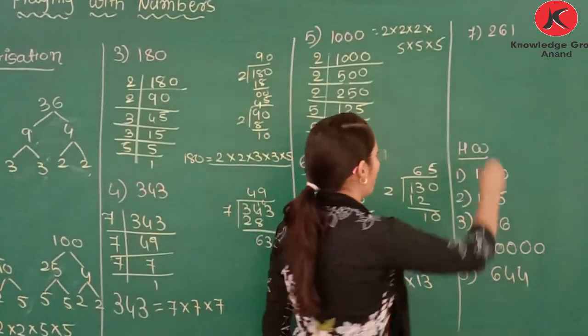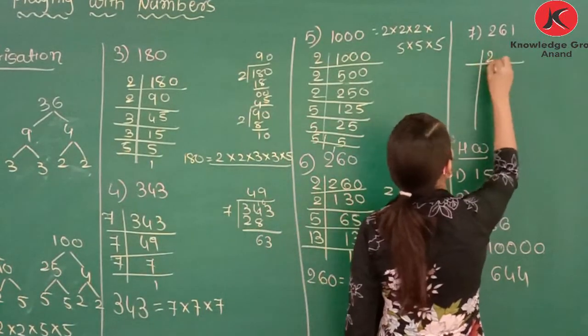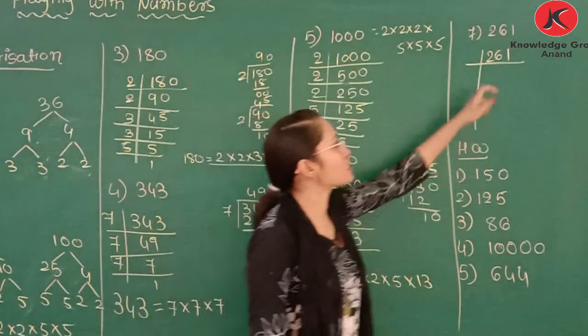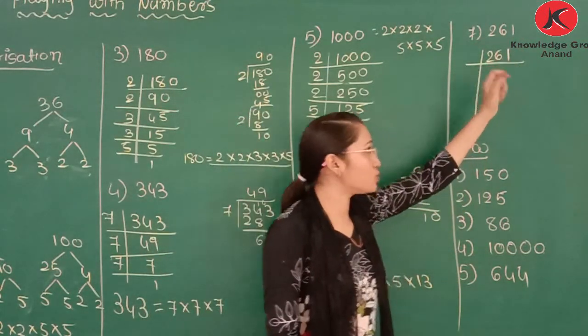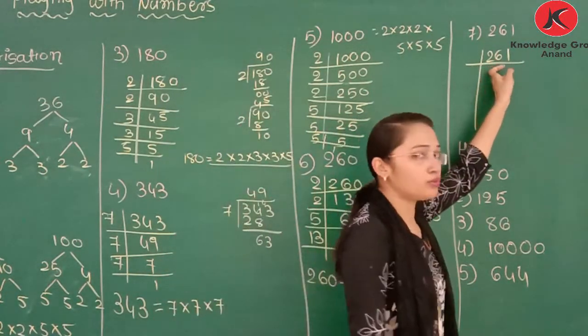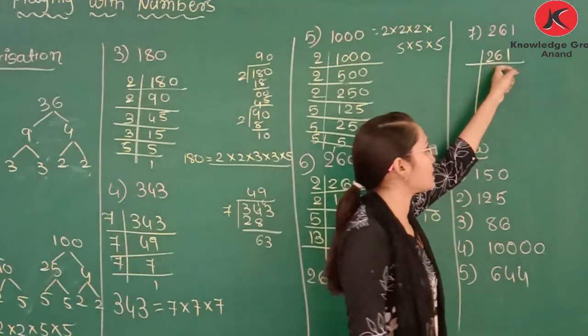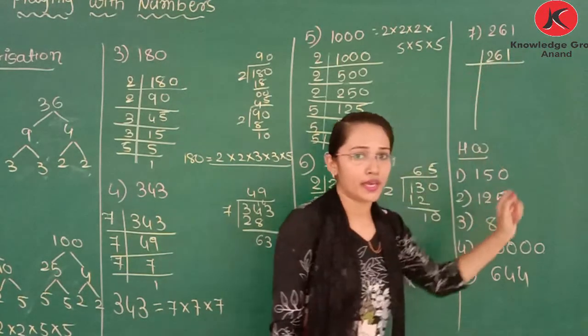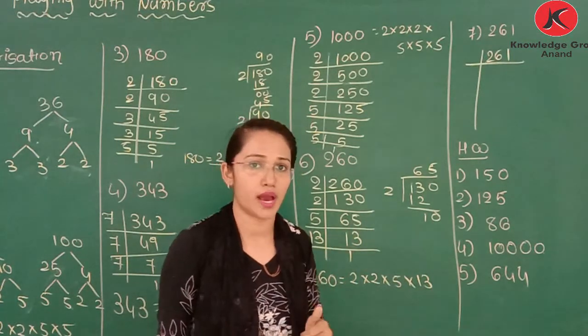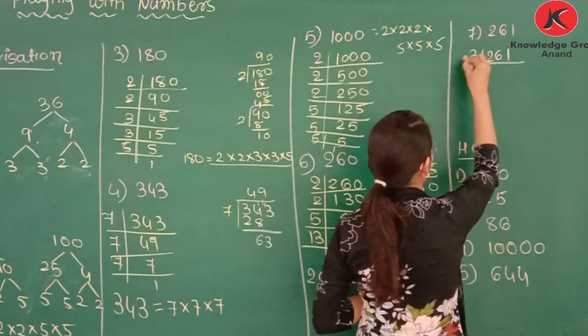261. Again we start with the division of 261. Is it divisible by 2? No, because the last digit is 1. Now we need to check divisibility with 3. To find the divisibility by 3, you need to add the digits. 2 plus 6 is 8, 8 plus 1 is 9, and 9 is divisible by 3. So 261 is also divisible by 3. So let's divide by 3.